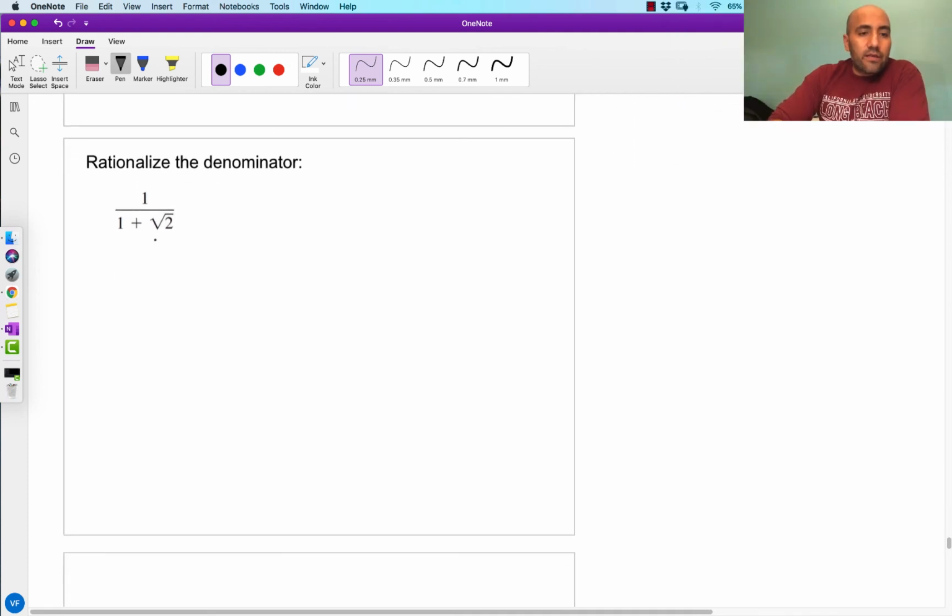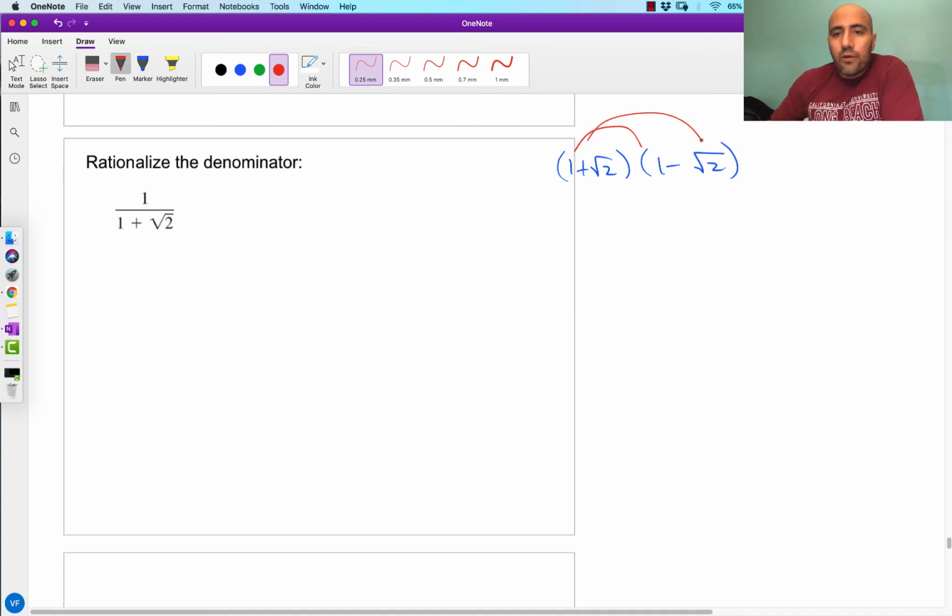For example, here. According to the work we just did, it should be clear then that if we have 1 plus root 2, and we choose to multiply it by 1 minus root 2, and if we FOIL all of this, we end up with 1 minus root 2 plus root 2 minus root 2 squared.